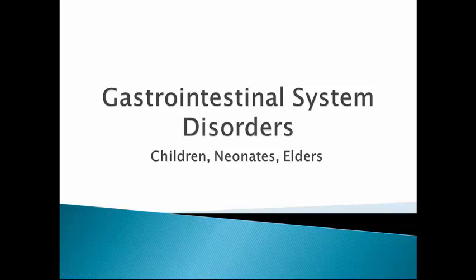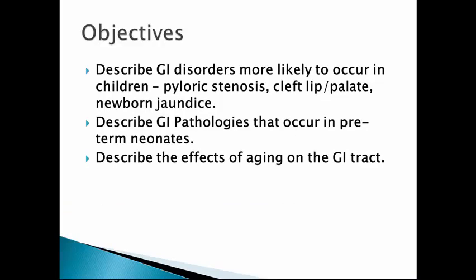Welcome to the final part of our GI system disorders lecture, in which we will address children, neonates, and elders. So we'll take a look at GI disorders that are more likely to occur in children, specifically looking at pyloric stenosis, cleft palate, and cleft lip. We'll take a look at newborn jaundice and just a few words about cystic fibrosis. We'll also look at GI pathologies that occur in preterm neonates and newborns, and close with the effects of aging on the GI tract.